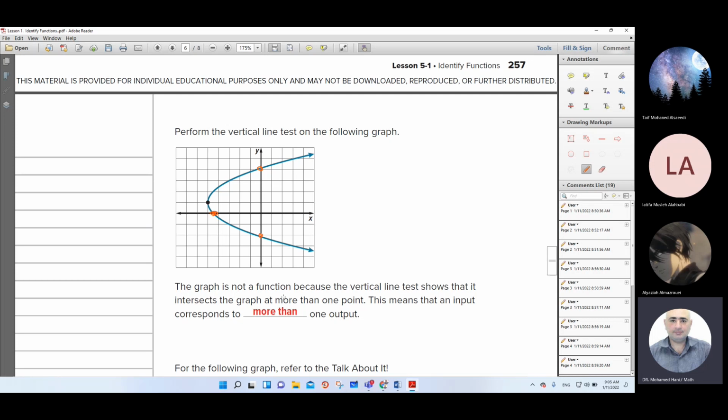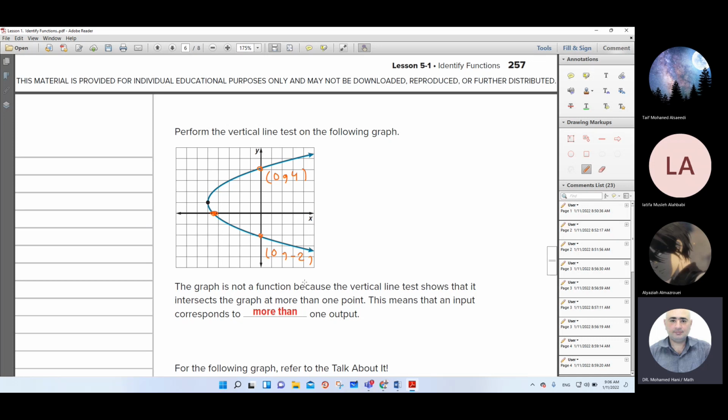So the graph is not a function. What is the location of this point? Here we have 0 in x, and 1, 2, 3, 4 in y. And here also we have 0 in x and -2 in y. So as you see, the value of x is repeated 2 times. When the value of x is repeated more than 1 time, it means this relation is not a function.